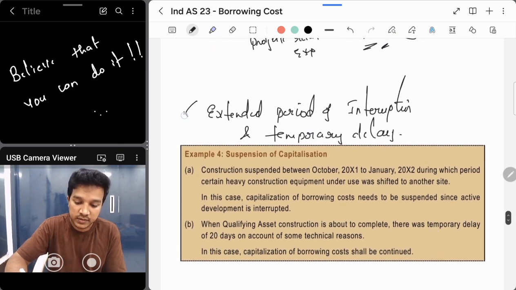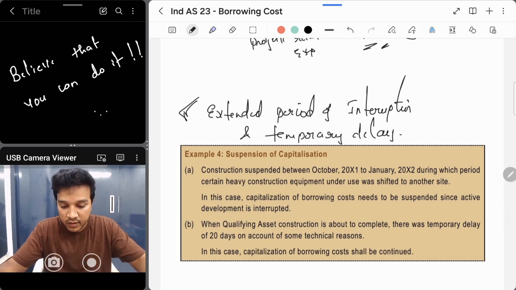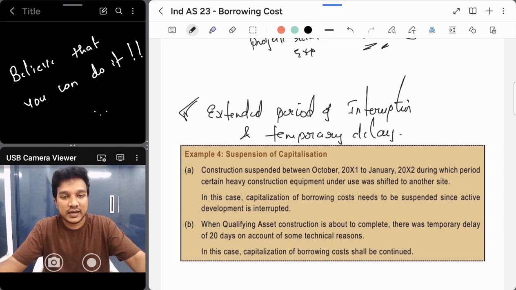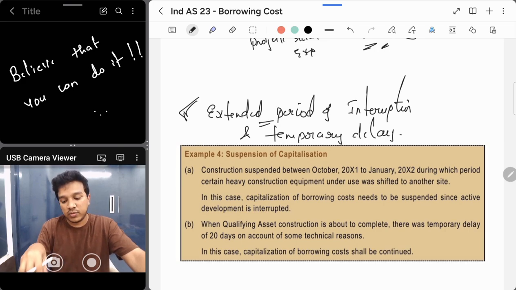So this is another concept, again from an MCQ point of view. There are two types. When you are constructing a building, there is a delay. If that delay is for a temporary purpose, then borrowing cost will not be stopped. Okay. If that delay is for an extended period of time, then whatever borrowing cost is happening, you cannot capitalize. Clear, no? If it is temporary, then you can continue with the borrowing cost.